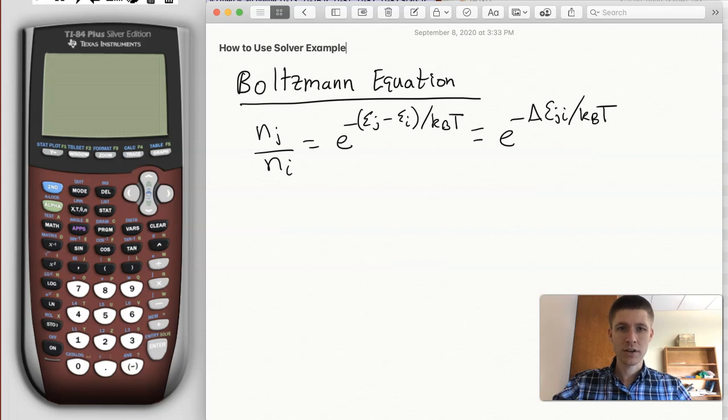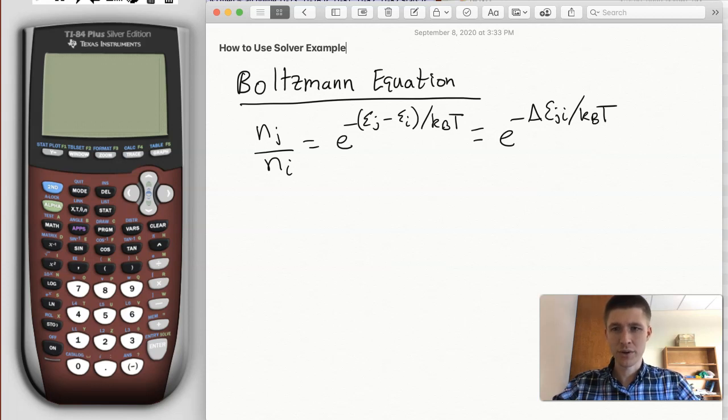Using solver on your calculator will be really useful going forward in this class. There's a couple of key equations that will come up again and again that it will be useful to plug into your calculator and throw into solver, for the homework or even for an exam. I never really used this, but it's really convenient for some of these key equations.